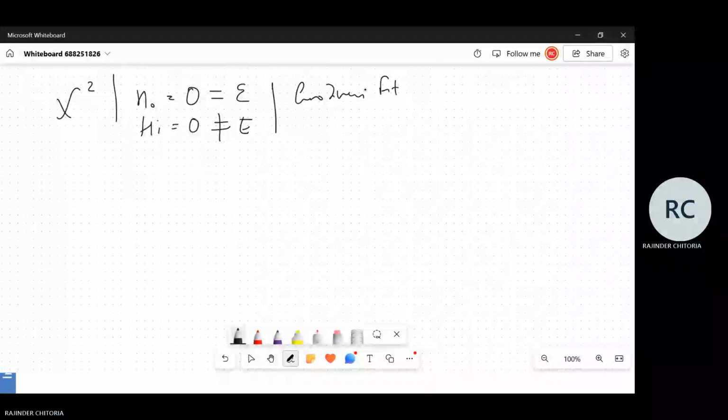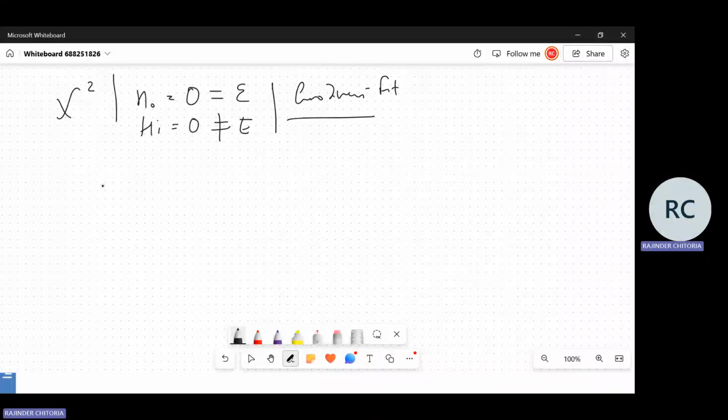Goodness of fit. The second case we have is the chi-square test of independence.